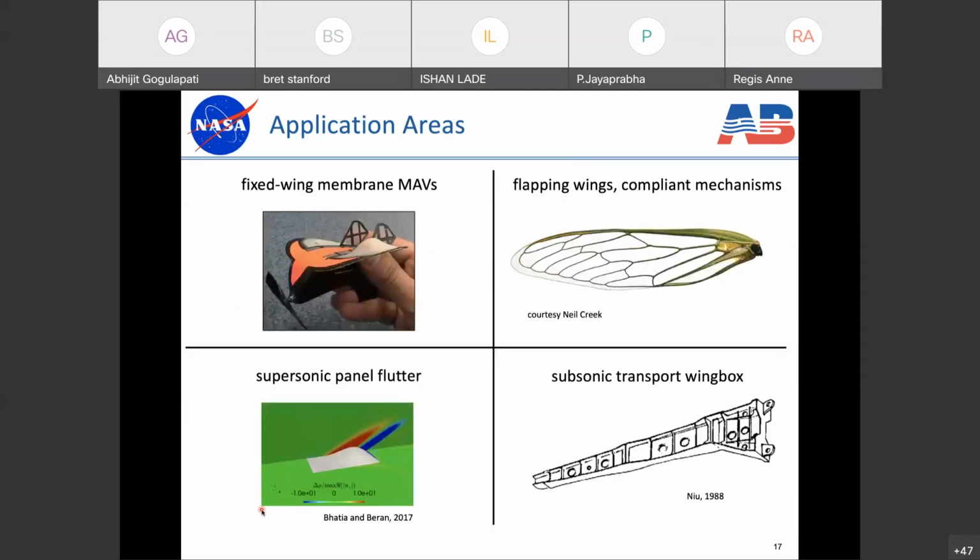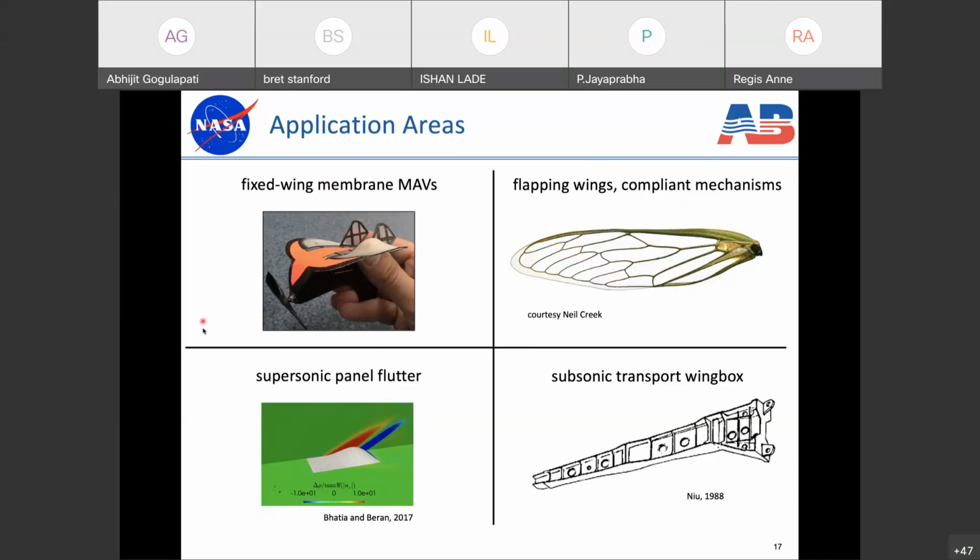Okay, so I have four application areas that I want to discuss today, and these are different aeronautical configurations that we've looked at over the years and successfully applied topology optimization to. And so we'll talk about each of these in turn. Hopefully, you'll find them useful and interesting. The first two are micro air vehicles. So these are very small airplanes. And the first category is fixed wing micro air vehicles, and the second category is flapping wing micro air vehicles.